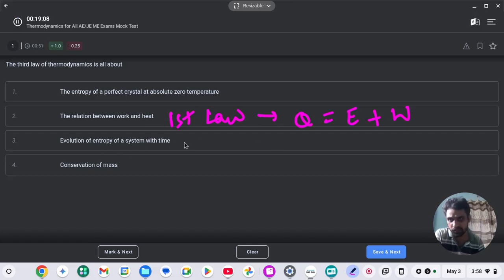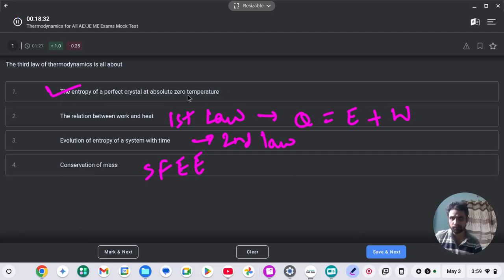Evolution of entropy of a system with time. Conservation of mass and conservation of energy are in the first law, with the steady flow energy equation dealing with the conservation of mass. The concept of entropy is mentioned in the second law. So the question was about the third law, and the answer is that the entropy of a perfect crystal at absolute zero temperature is zero, at 0 Kelvin. So this is the reference.